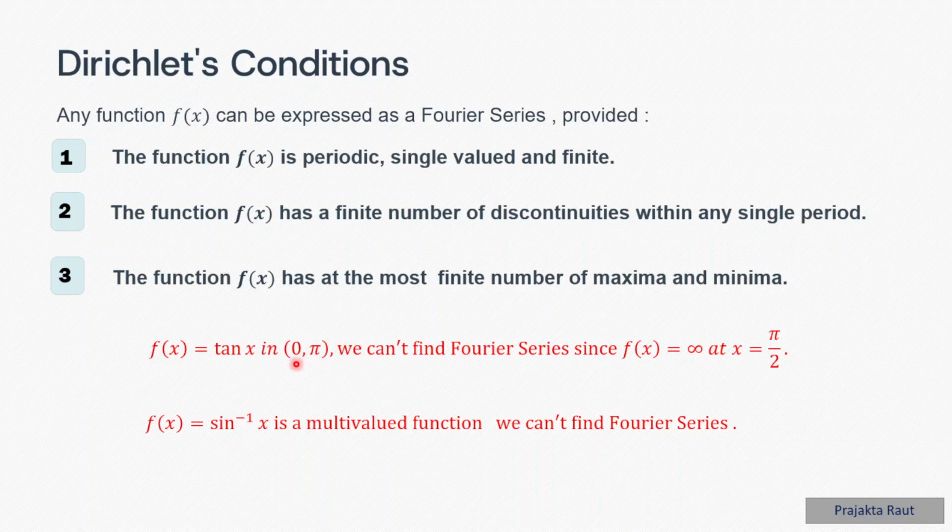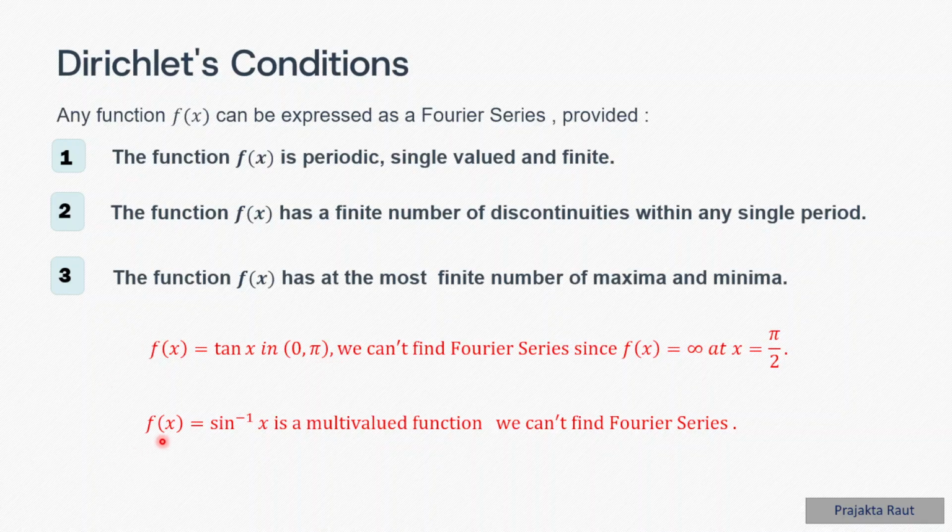If we check the function value, f(pi/2) will be tan(pi/2), and tan(pi/2) is infinity. That's why at x = pi/2, the function becomes infinity. That means condition number one is not satisfied, and hence we cannot find a Fourier series for tan x in the interval 0 to pi.